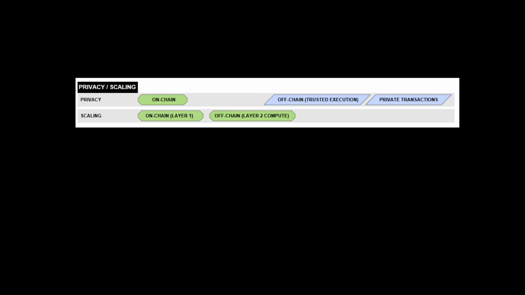Plasma could fall into this category, but given that a lot of that's using smart contracts, strictly speaking, it could be further up the stack here.